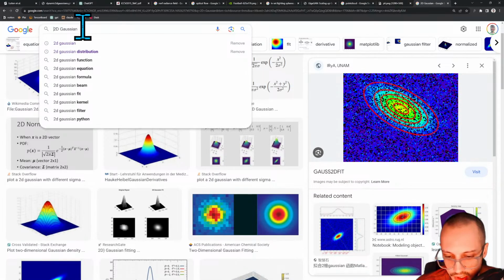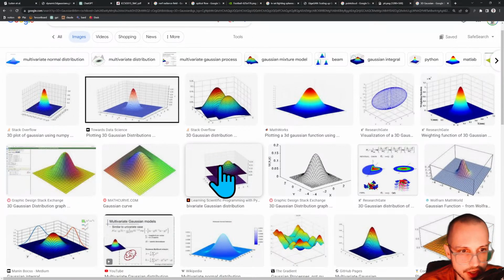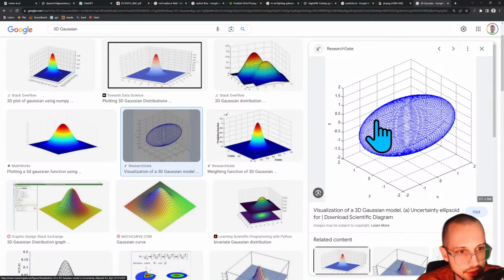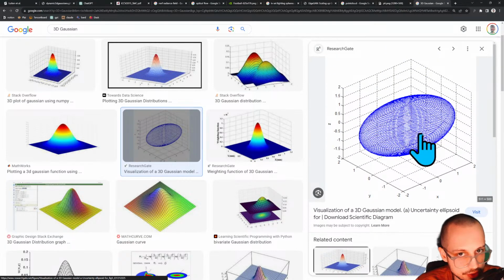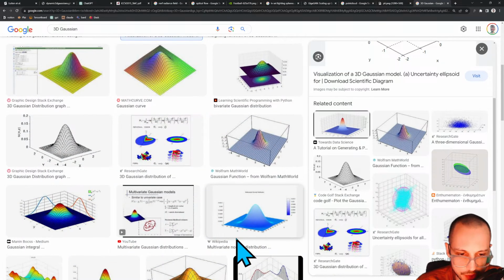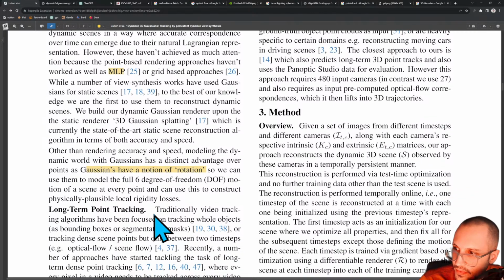Actually, what if we type 3D Gaussian in here? Does it come up? This is not a 3D Gaussian. This is a 3D Gaussian. This is what it actually looks like. It's like a little elongated sphere. Ellipsoid. What is the 3D version of an ellipse? Ellipsoid? Am I correct in that?